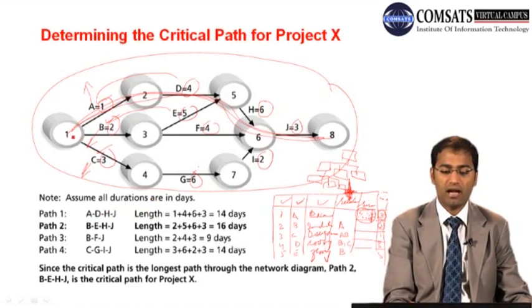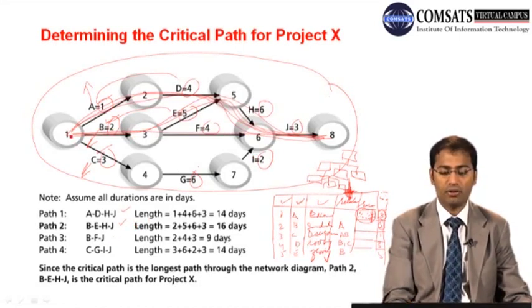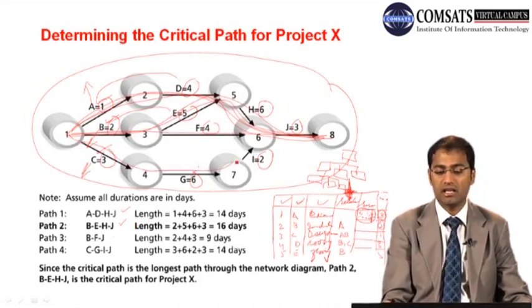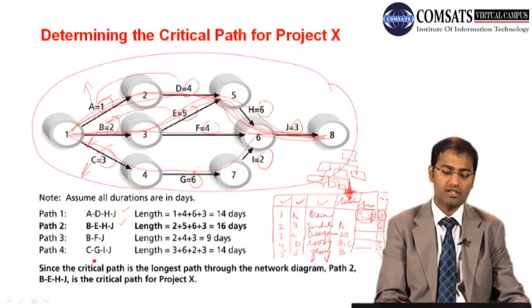Then the second path is 1, 3, 5, 6, 7. The activities in that path are B, E, H, J. Then there is another path, very straightforward: B, F, J. And the fourth path is C, G, I, J. So in this fashion, I have identified all the paths.